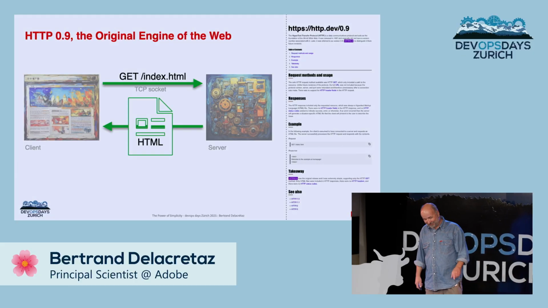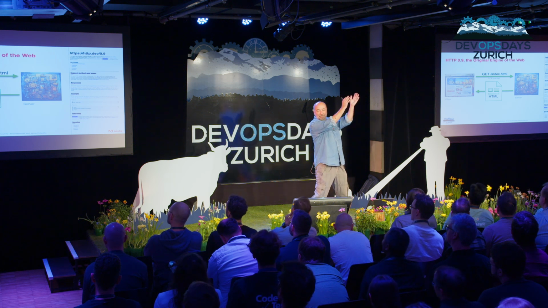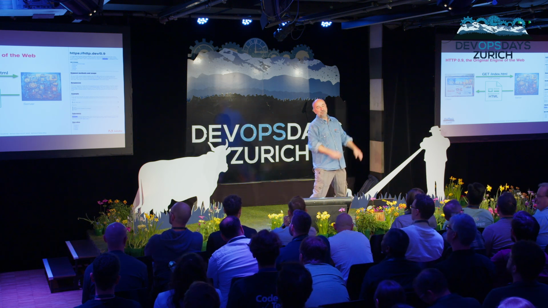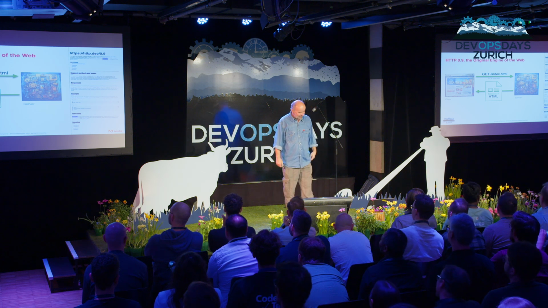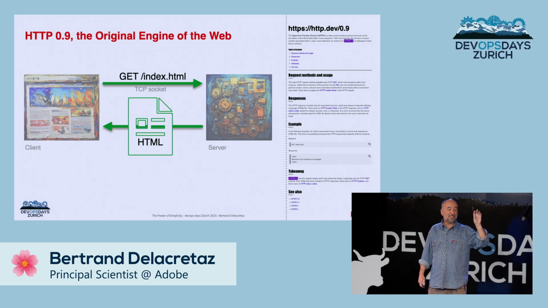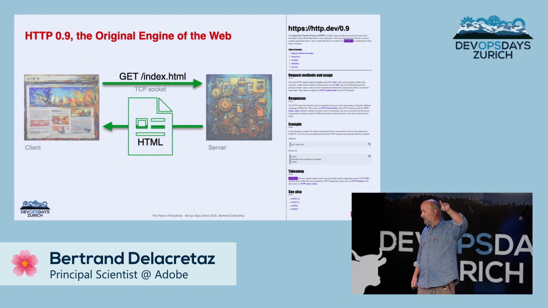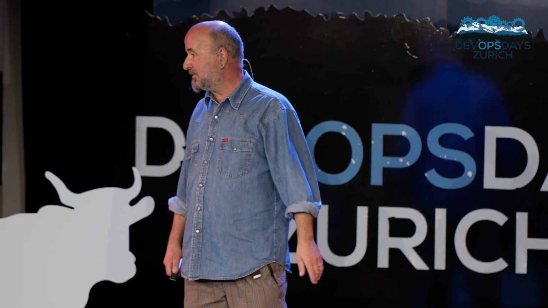Oh, it's funny. HTTP 0.9. Who ever used HTTP 0.9? Probably the oldest guy in the room. This was the first version of the HTTP protocol. So simple. The client opens a socket to the server, sends one line, the name of the file. The server replies with the HTML, and it's done. It's over. So simple.